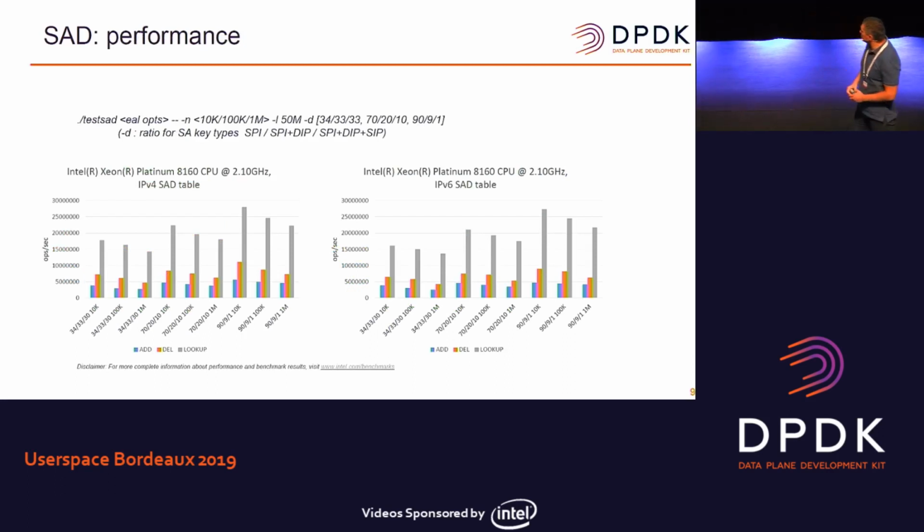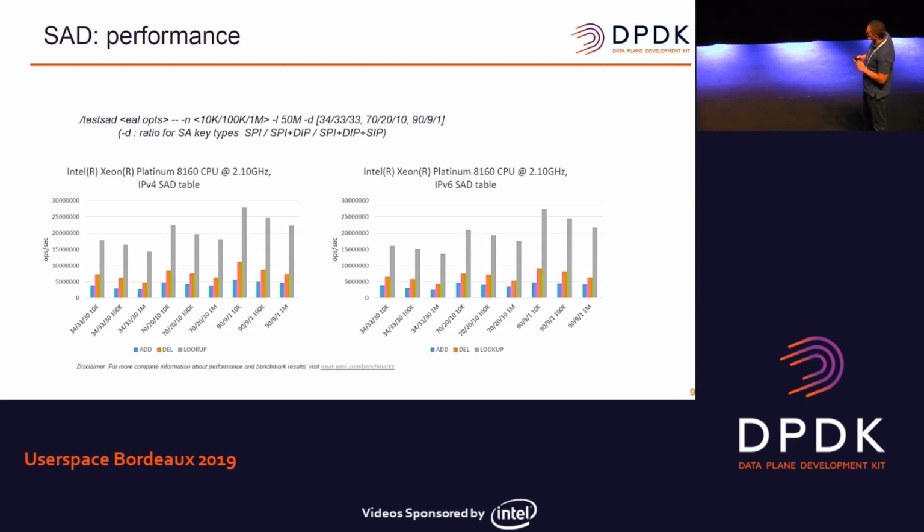Okay, so some performance data. In addition to the library itself, Vladimir also developed a benchmark tool that can be used to measure performance of this SAD API and these SAD tables, and also do some functional testing with it. So these are results on Intel Skylake, 2.1 gigahertz.